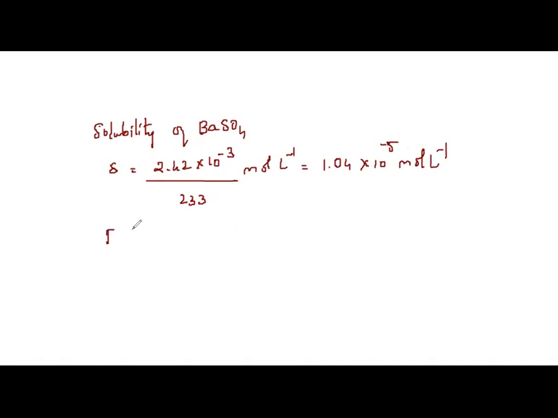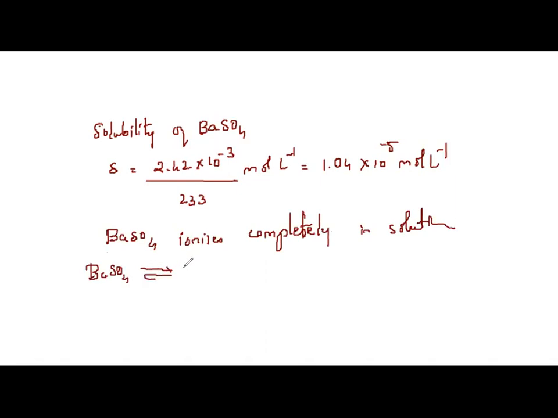Now, how does barium sulfate, BaSO4, ionize? It ionizes completely in solution. So how do we show ionization? Barium sulfate ionizes completely and gives me Ba plus 2 plus SO4 minus 2. So if S is the solubility, for SO4 minus 2 also it is S. So KSP is equal to the concentration of Ba plus 2 into the molar concentration of SO4 minus 2.